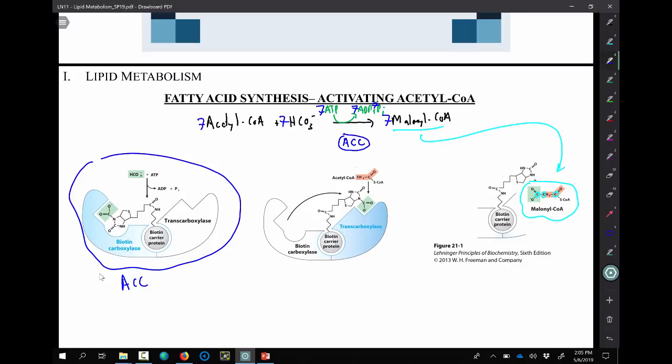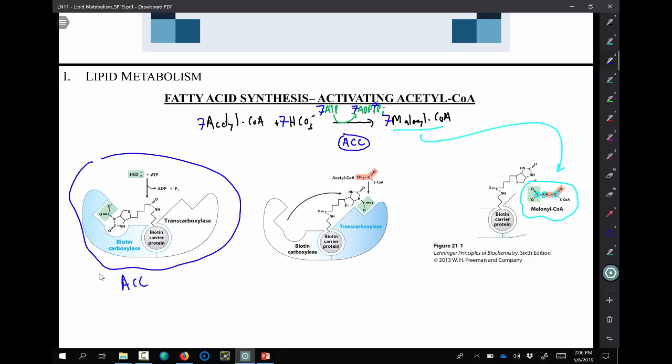Okay, so what we have now sitting in the cytosol will be 7 malonyl-CoAs and 1 acetyl-CoA that can be used with NADPH to make the 16-carbon fatty acid. That's what we're going to look at today, which would be step 3, catalyzed by this enzyme, fatty acid synthase.